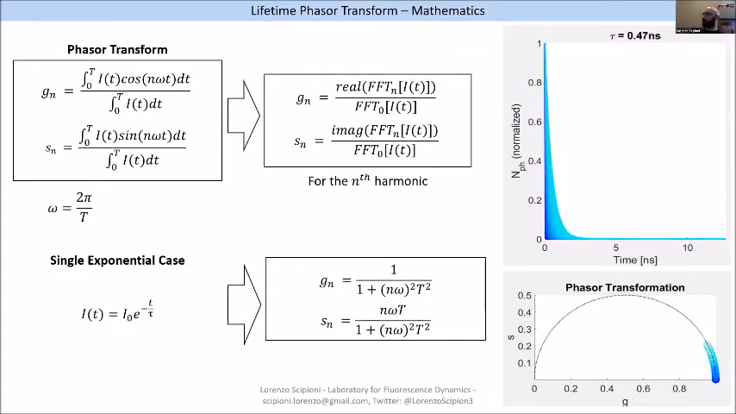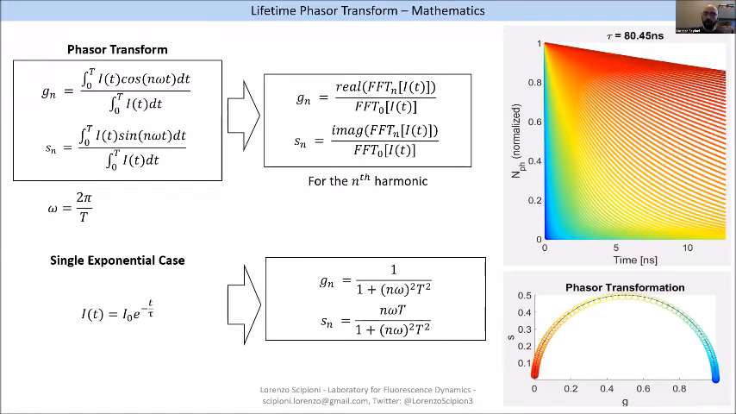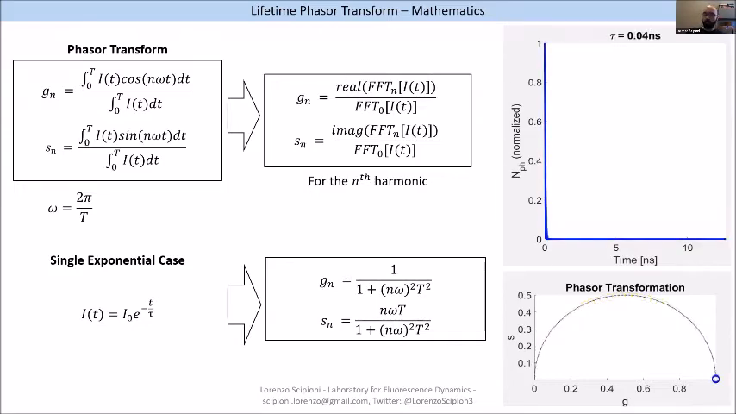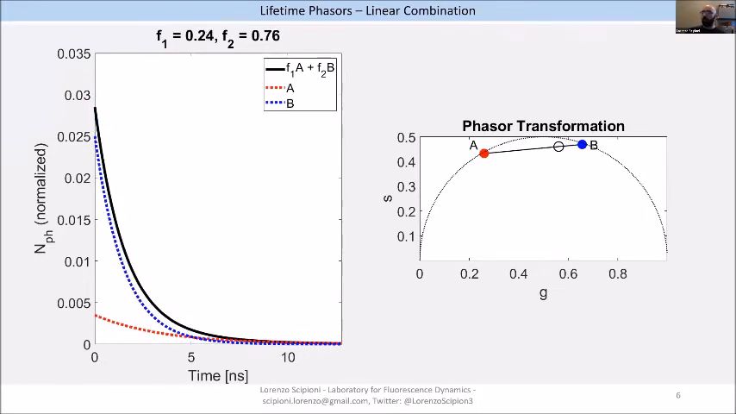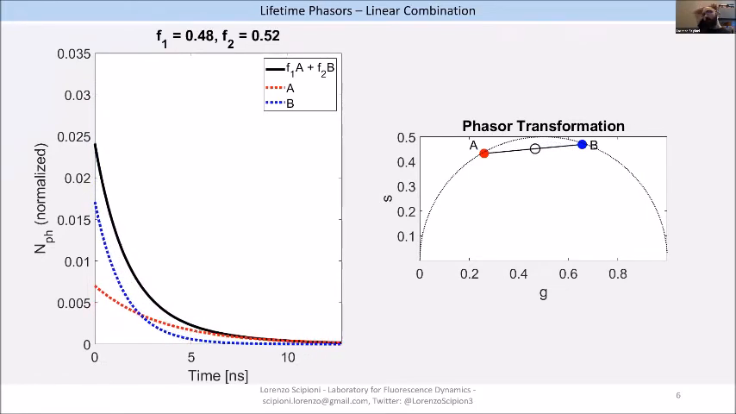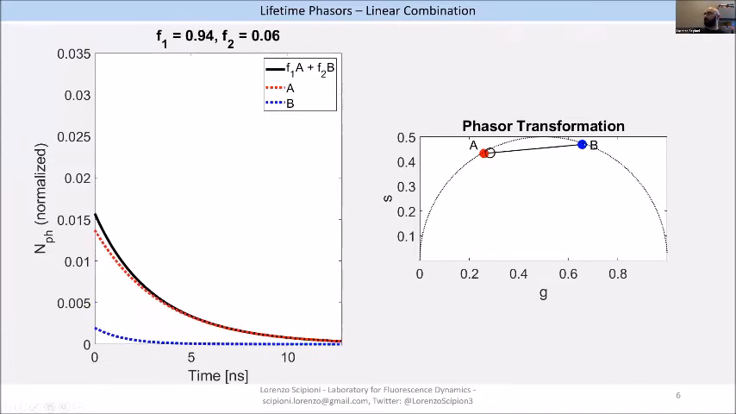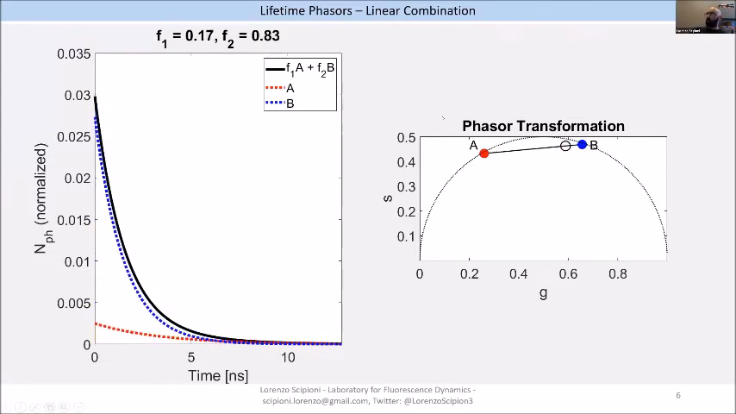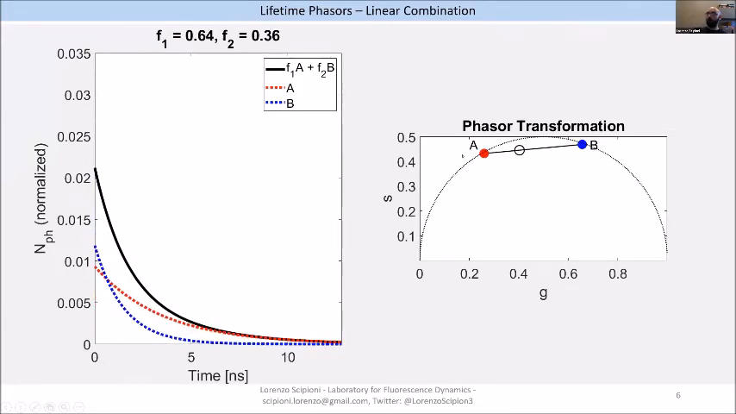You can literally color code according to the position along this circle, and you'll have just one lifetime image. And you can sort of see, oh yes, we have one population, two populations, three populations, combinations and so on. So speaking of combinations, what happens when you have a combination of two lifetimes? When you have a combination of two lifetimes that has a phasor that is in A or in B, the phasor of their combination will be placed along the line connecting the two pure points.